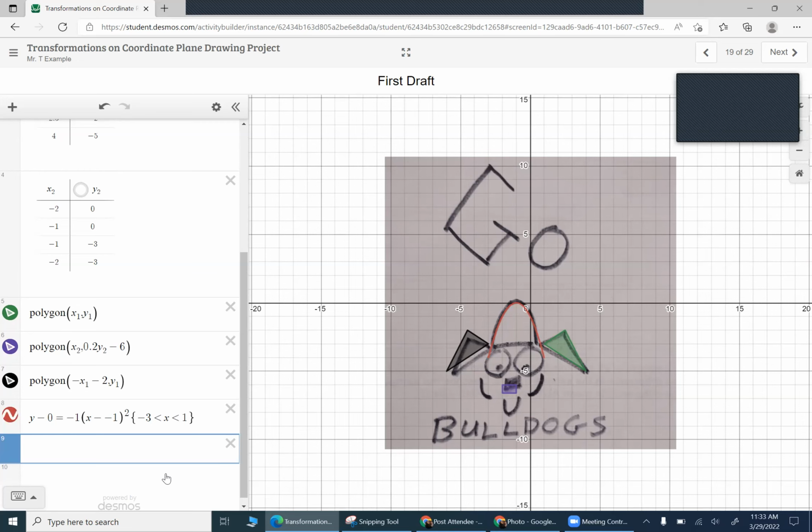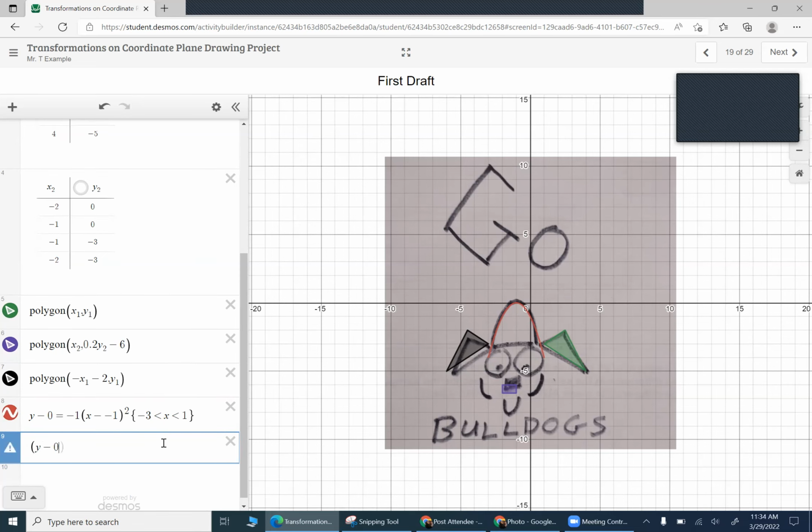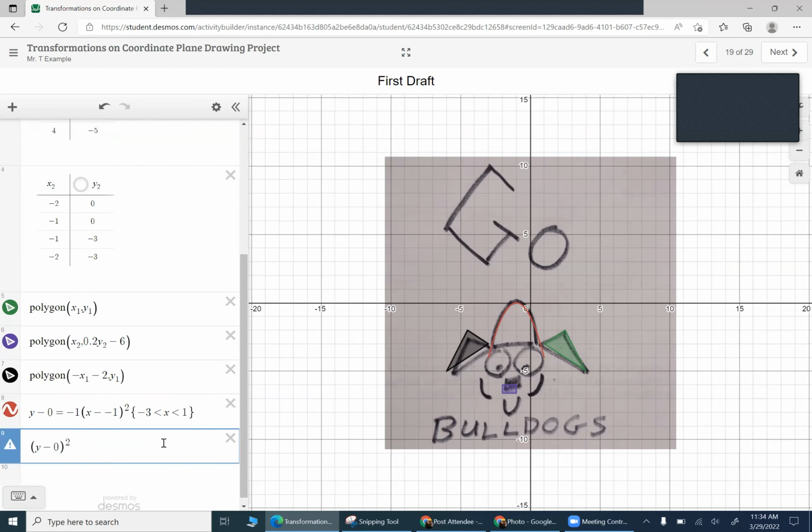Let's see, what have we not done yet? We haven't done a circle yet. So let's do the O in the circle. Once again, a circle is y minus something squared plus x minus something squared equals, I'm going to say 1 for now. Okay, that's our unit circle.